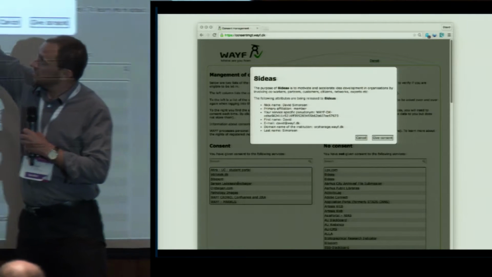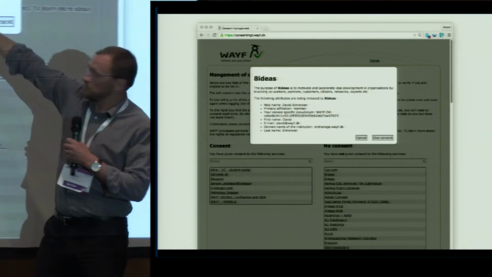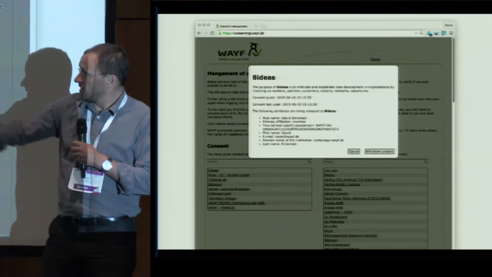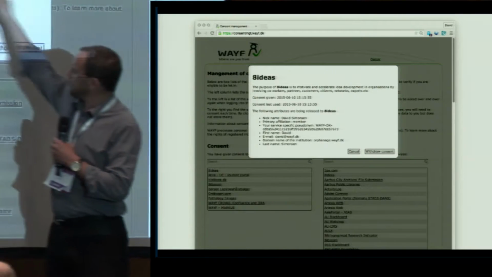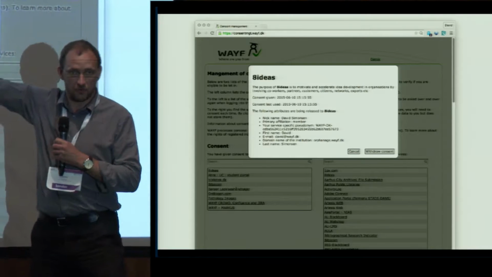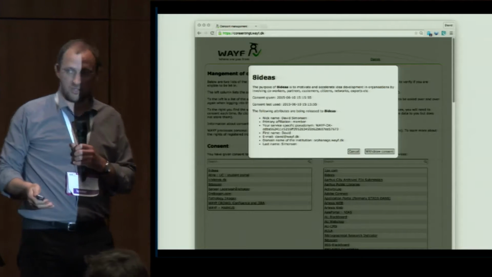So you can see the types and the values and the purpose description. Then you can give consent, and it would appear over there. If you want to withdraw it, you can see when it was used and so forth, and you can withdraw your consent.